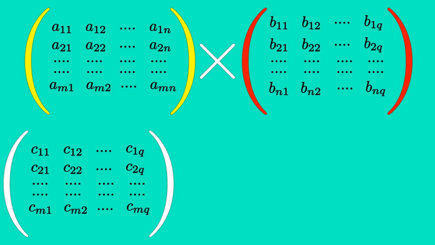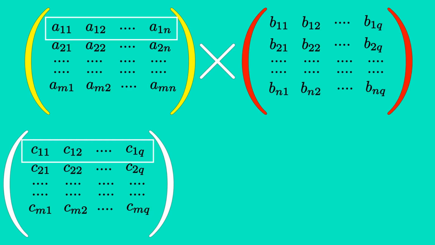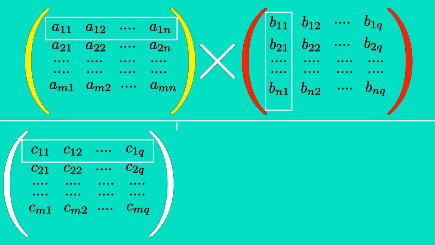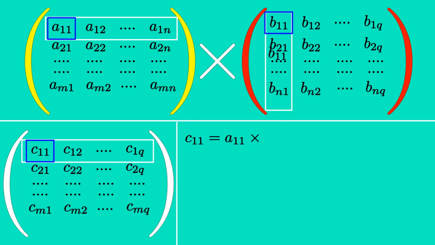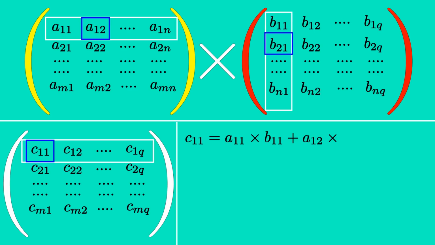First of all, consider the first row. Now for this, take the first row of A and the first column of B. Now the first element we have to find is C11. For this, take the first element of the first row of A and multiply it with the first element of the first column of B, plus the second element of the first row of A multiplied with the second element of this column of B. Repeat the thing serially.